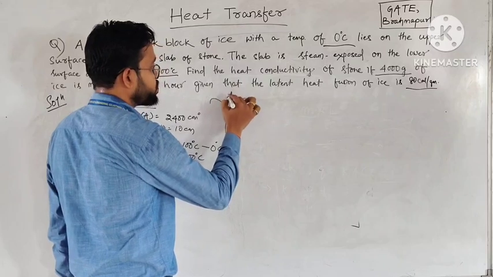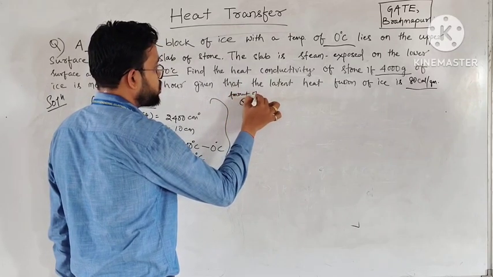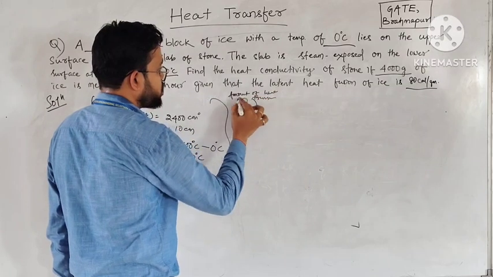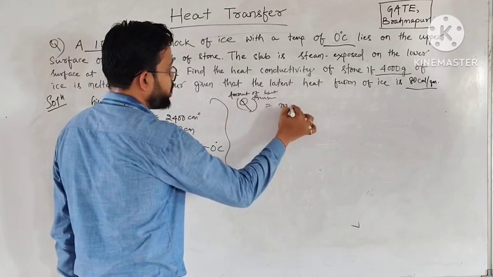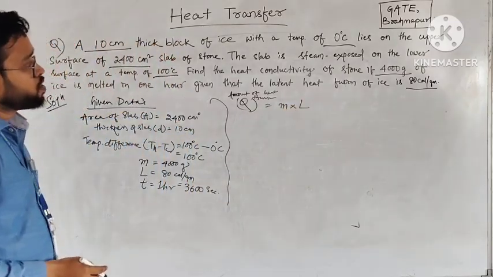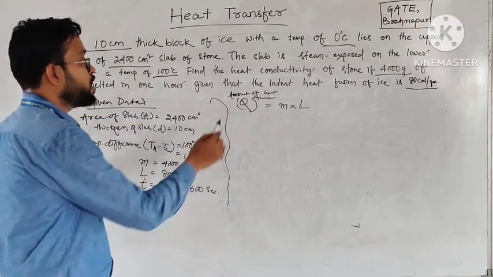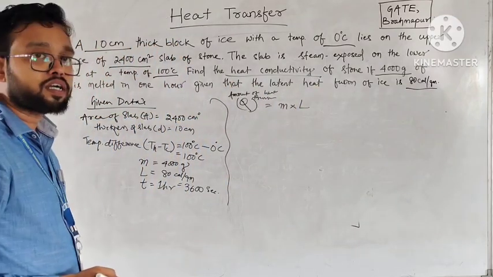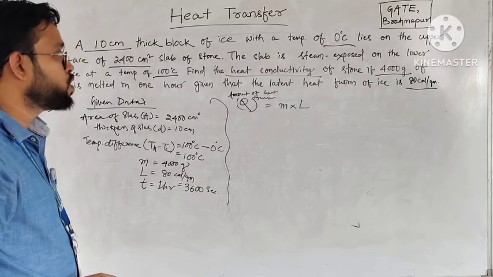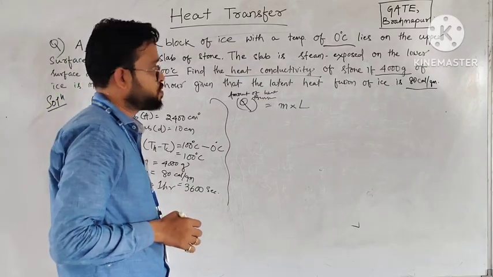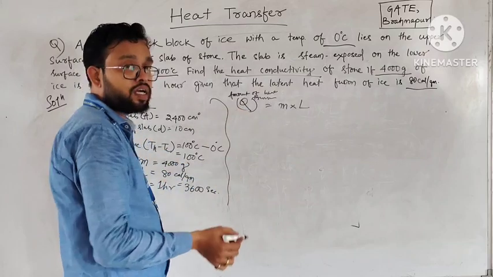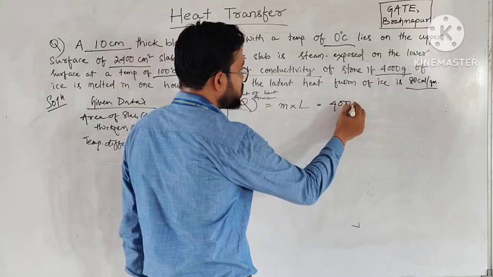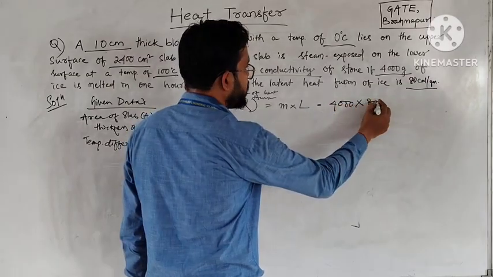The amount of heat transfer Q is m into L. So we have to find out the heat conductivity. For calculating heat conductivity, we need to know the rate of heat transfer. For that we need the amount of heat transfer. It is m equal 4000 into 80.